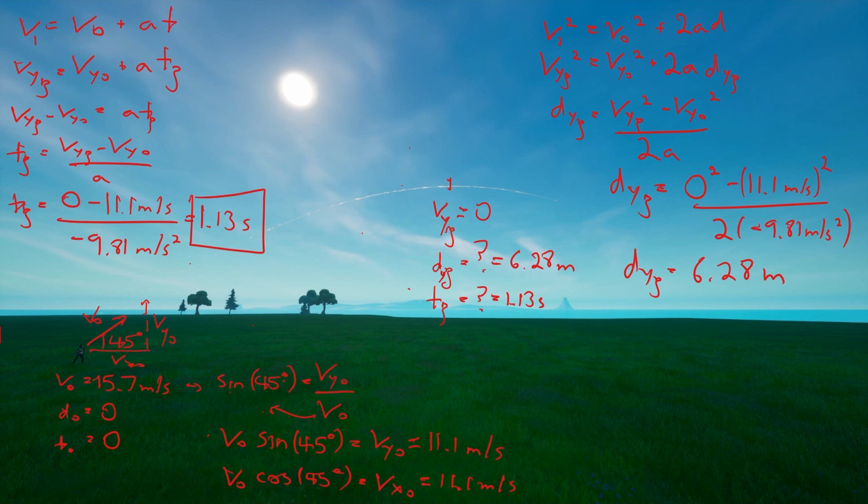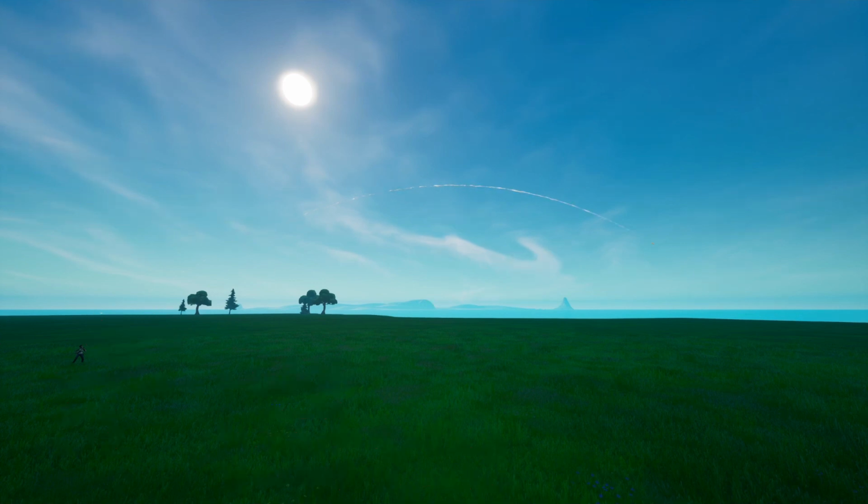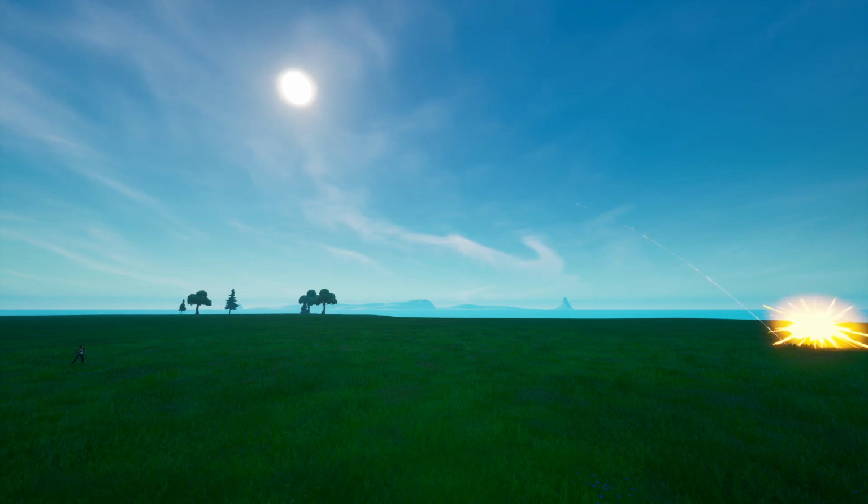And that's what we're going to do in part 3 of this series. We're going to continue this flight path, just like we're going to show now, and we're going to calculate the horizontal distance now, from when we shot it to where it lands.